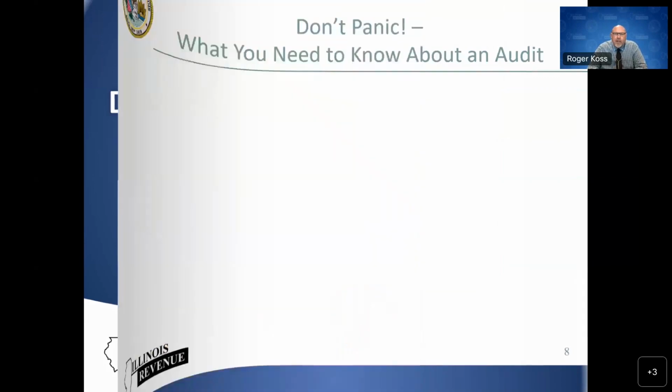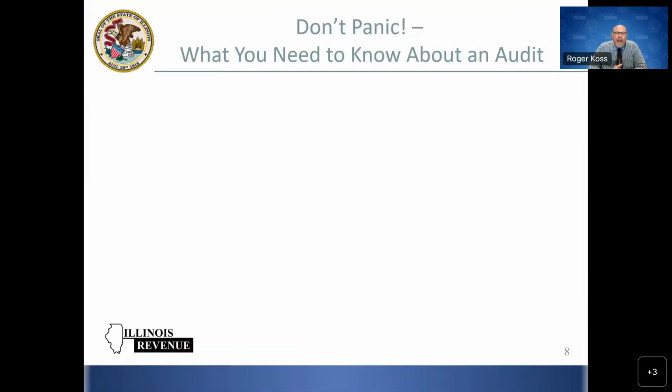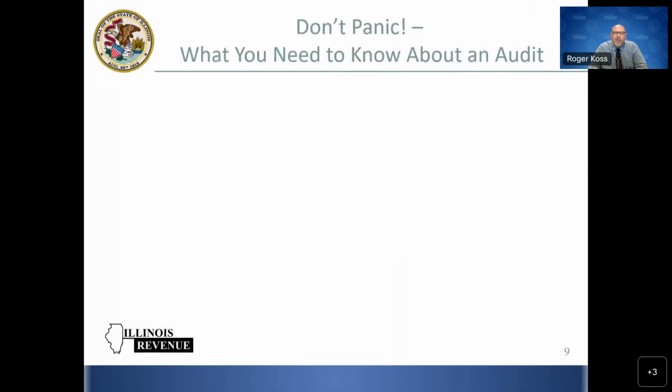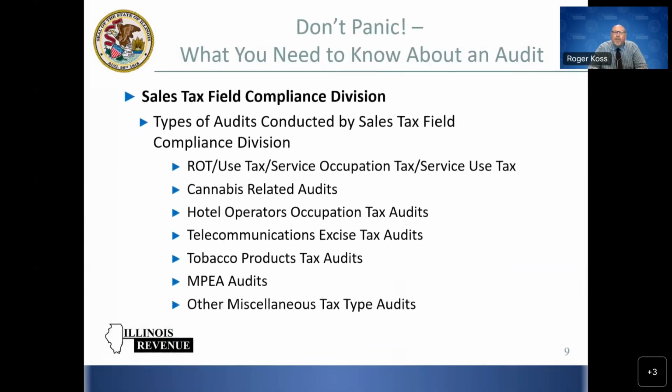So today's presentation is about don't panic, what you need to know about an audit. Before I begin to talk about the audit process, I want to have a brief discussion concerning the organizational structure of our audit program area. We are currently broken into three divisions. The first division is the Sales and Miscellaneous Tax Division.